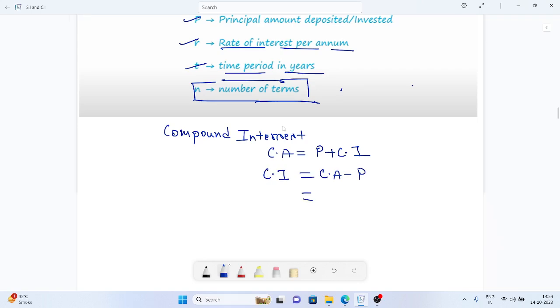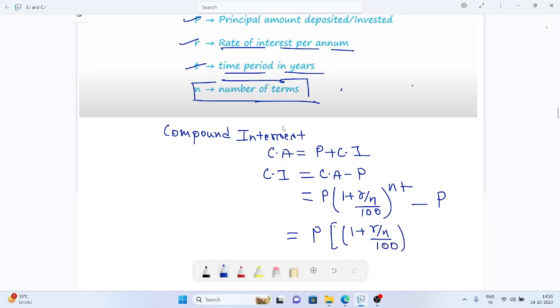So what is the amount? The amount formula is P times (1 plus R by N by 100) to the power NT, minus P. If I take P as common, this formula becomes P times ((1 plus R by N by 100) to the power NT minus 1). So this is the formula for compound interest. You have to remember only the compound amount formula and this thing. What thing? Compound amount is equal to principal plus compound interest. Okay.